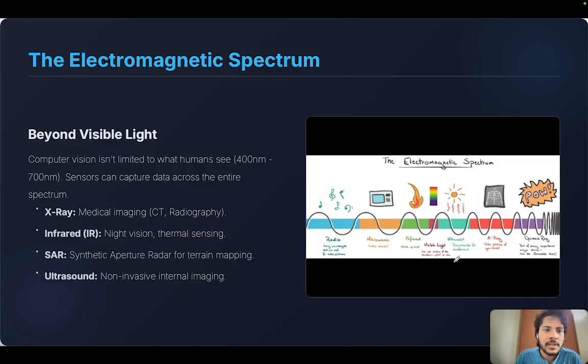We are moving to the next slide: the electromagnetic spectrum. The electromagnetic spectrum defines the wavelengths of light, where humans can only see in a specific range. We call it the visible wavelength, between 400 and 700 nanometers. The rest of the wavelengths humans can't see or hear.